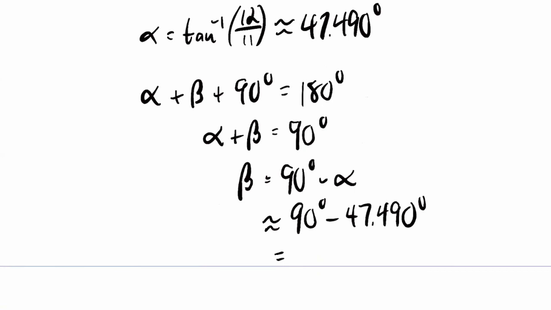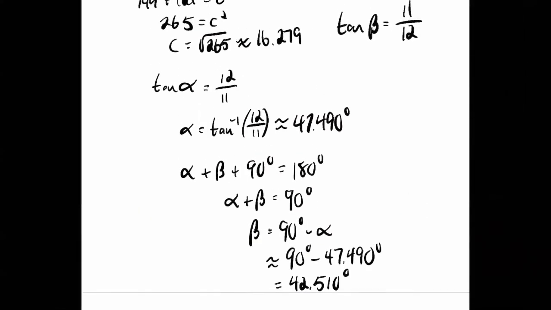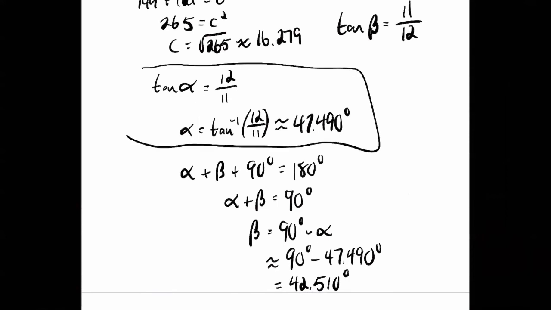So that's going to be 42.510 degrees. So again, as I said, this was not a lot of writing, but conceptually it's way more complicated because I have to use a trig function. This is just using the fact that the angles add up to 180. So when you have the 90 and then you find the other angle, you just add those together and then subtract from 180.